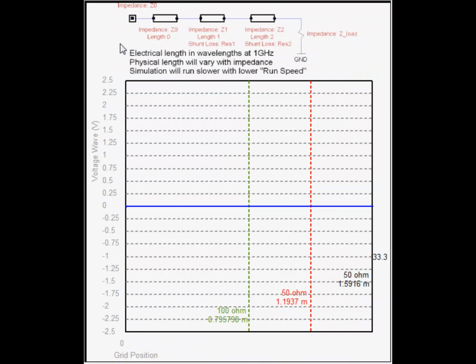Here I'm again using WaveMason in order to simulate a 100 ohm transmission line that's fed by 100 ohm source impedance. I have effectively one 50 ohm transmission line, and that feeds into a 33.3 ohm resistor. So when I start my simulation, my 2 volt source is actually voltage divided across the 100 ohm source resistance and the 100 ohm source impedance.